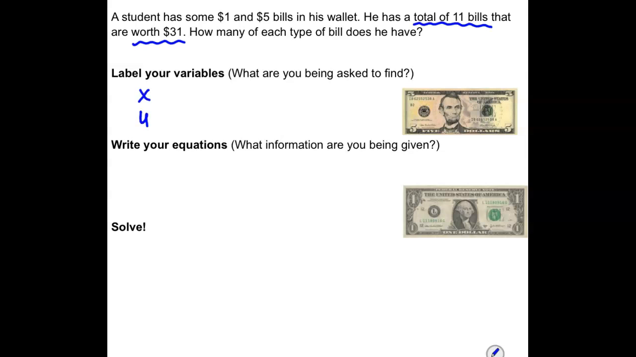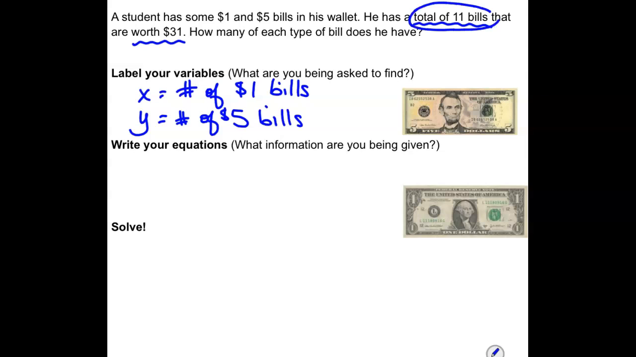So again, we're going to have 2 variables. We can let x be the number of $1 bills in his wallet, and y can be the number of $5 bills in his wallet. So total of 11 bills means if I take all the $1 bills, x, and all the $5 bills, y, I have a total of 11 of them. The value of them is $31.